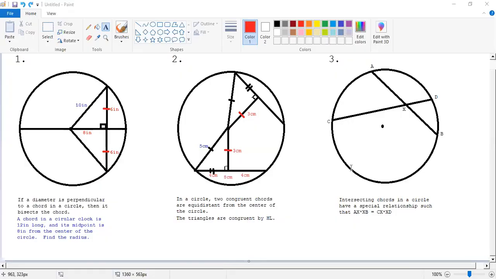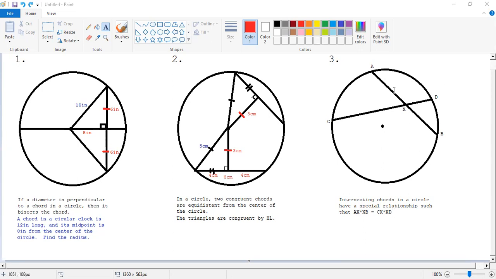The last relationship is the third one that we see here. And we have intersecting chords in a circle have a special relationship such that AX times XB equals CX times XD. Okay, so the product of AX and XB should equal the same as CX times XD. Okay, and right now I know you're probably like, that sounds confusing, but it really isn't, okay?